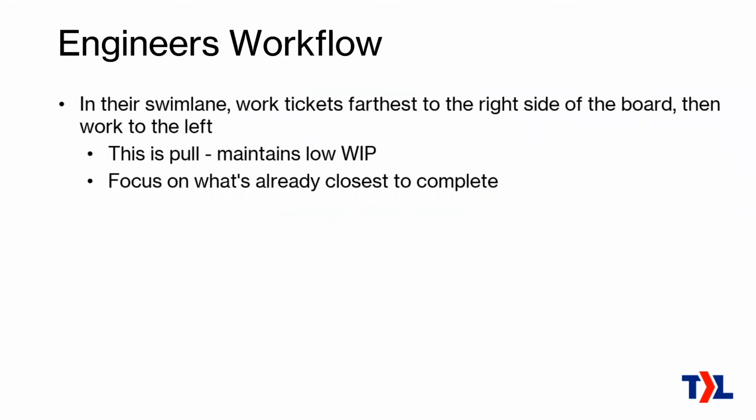Once work gets into their swim lane, they work those tickets from the farthest on the right side of the board, and then they work to the left. That's what we call the pull, where engineers, unlike you as a manager, don't actually get told to start a new ticket, unless maybe it's an emergency thing. Most of the time, you're not telling them to start. You're setting up the queue that they can pull from when they are ready for new work, meaning they've completed everything else that they can work on. That's what maintains a low work in progress. Working from the right side of the board allows the engineers to focus on what's already closest to being complete, right? And that's what we want to do. We want to make sure that we're completing the work that we start. So if we focus on work that's closest to complete, meaning closer to the right side of the board, then that's how we can do that.